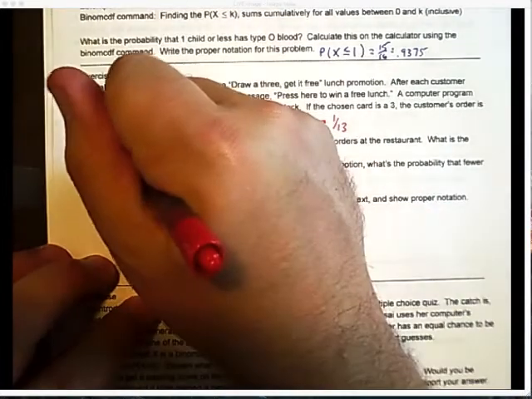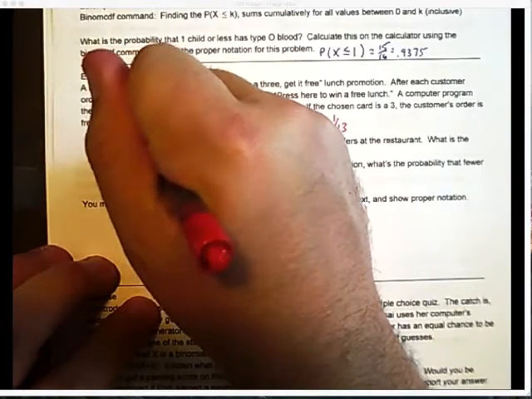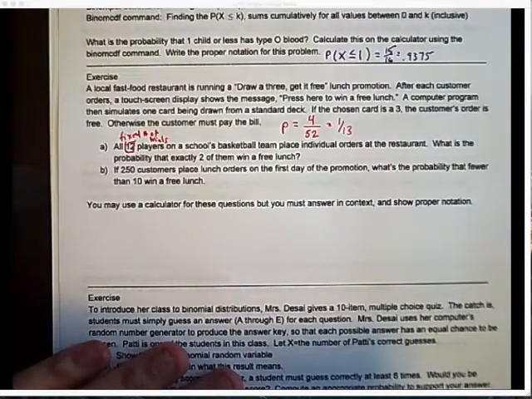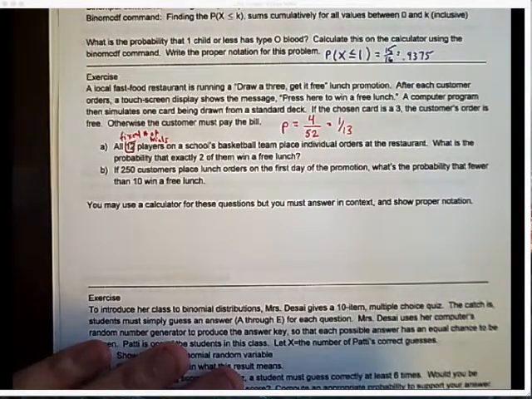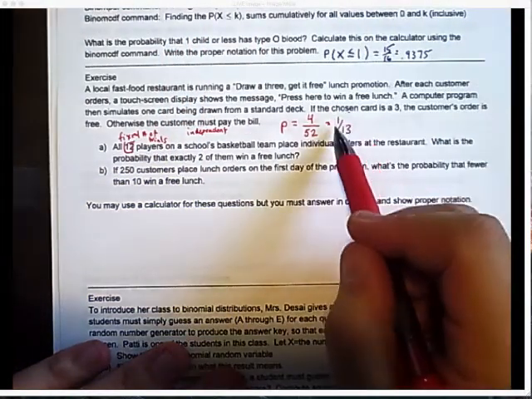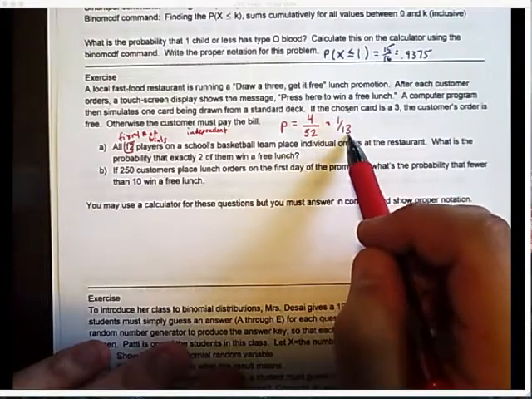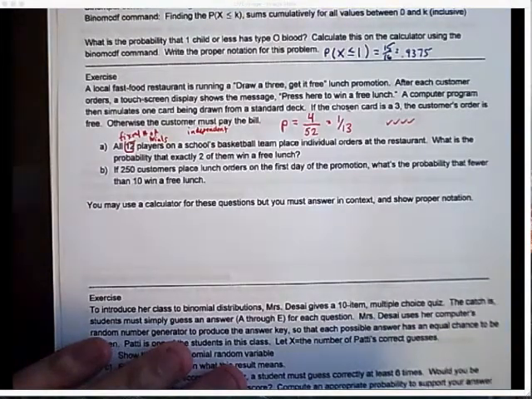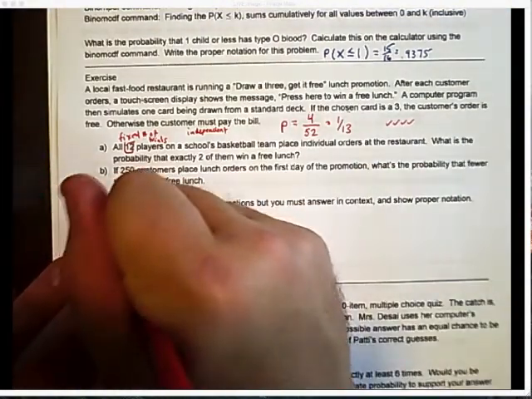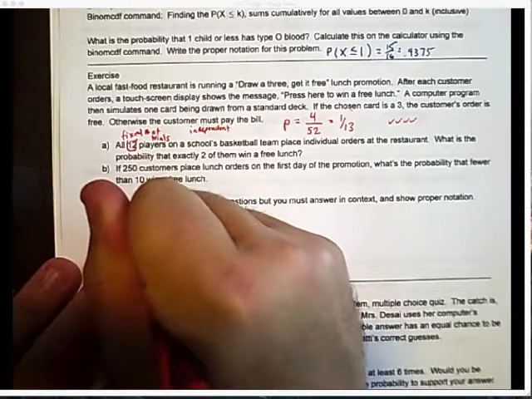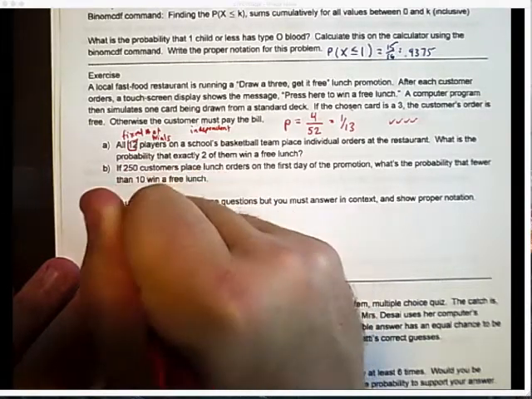Okay, so the 12, there's a fixed number of trials. Okay, 12 of them are ordering lunch. All right, and they're each going to play the game. But the first person's results doesn't impact the second person's results. So they are independent. Every person has the same probability of getting a free lunch, 1 out of 13. So all the conditions are good. Okay, all 4 conditions are good. So let's let x equal the number of players who win a free lunch.